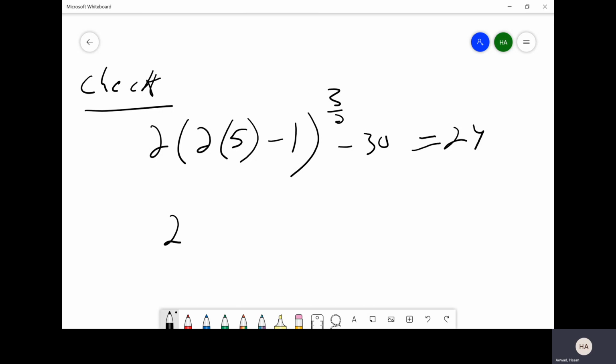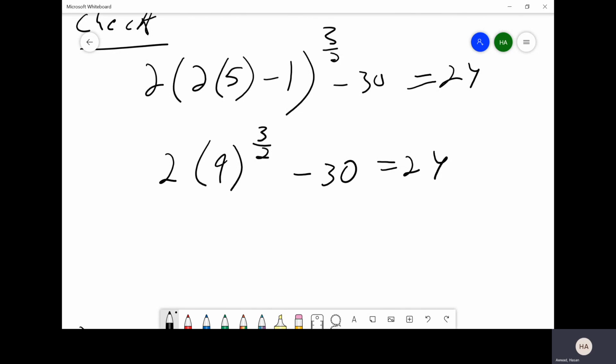2 times 5 is 10, minus 1 is 9, so 2 times 9 to the 3/2 power minus 30 is equal to 24. Again, I find it easier to take the square root of 9 first and then cube whatever my answer is than to cube 9 and then take the square root of it, because 9 times 9 is 81, and then cubing it means we have to take 81 and multiply it by 9 again, and I don't want to do that. That sounds ridiculous.